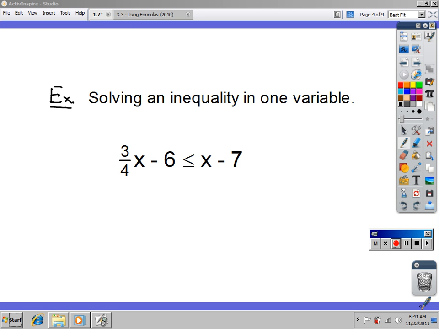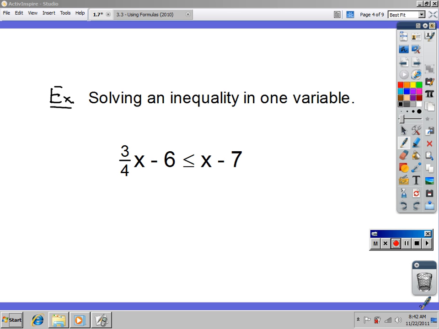Our first example involves 3/4 x minus 6 being less than or equal to x minus 7. The steps that you would take to solve this inequality are essentially exactly the same as the steps that you would take to solve an equation, with one exception. Keep in mind, anytime you multiply or divide both sides by a negative, you would have to reverse the inequality.